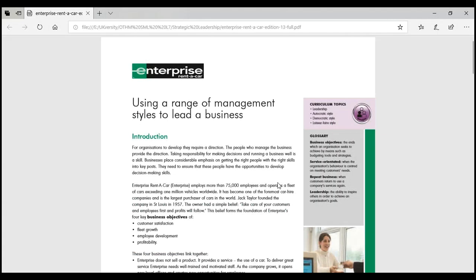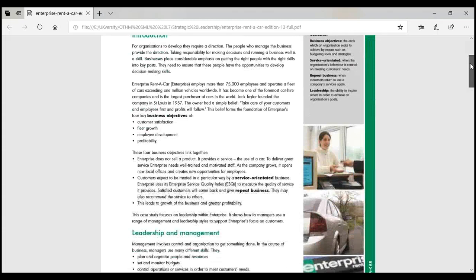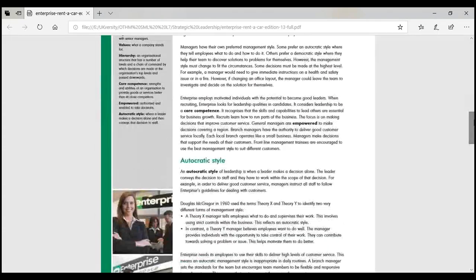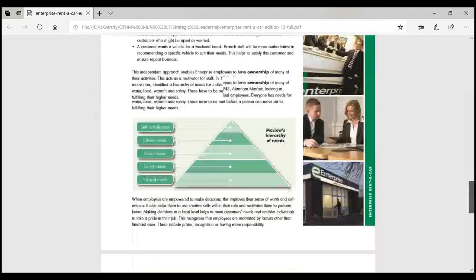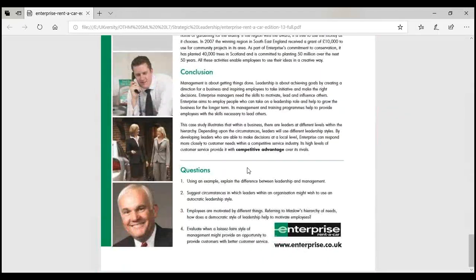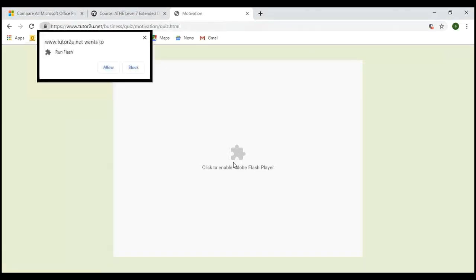Okay, so this is the case study. It's quite good to read. It covers the management style and leadership, as well as the motivational theories and values: what style and what motivational theory, and how Enterprise Rent-A-Car is using it. Do the quiz when you copy the link. Since you're in a rush, you can do it later on.